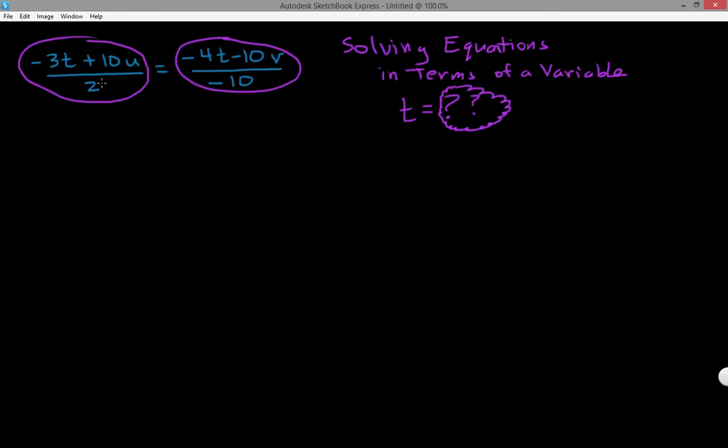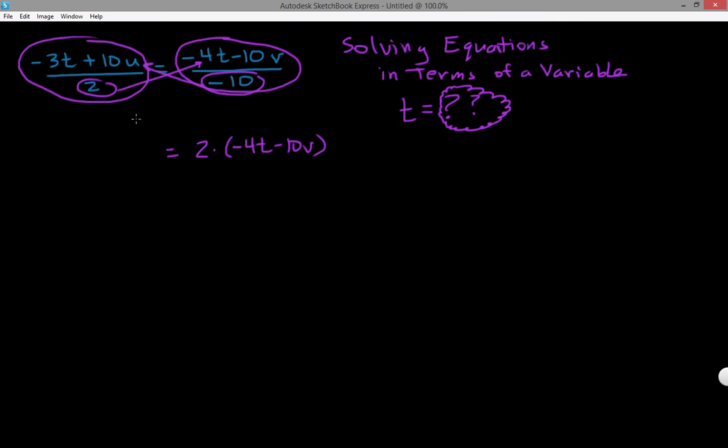I'm going to multiply down here, the denominator. I'm going to go across and multiply with the numerator. So I'm going to end up doing 2 times this whole numerator, the negative 4t minus 10v. And then I'm going to cross multiply going the other direction, the other side. This denominator is going to multiply across up to this numerator.